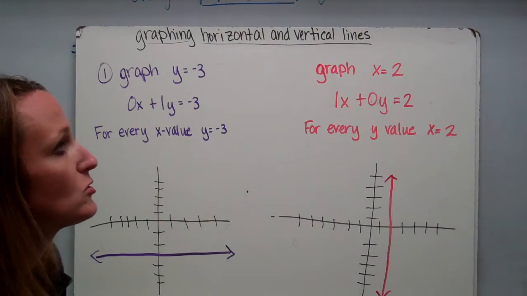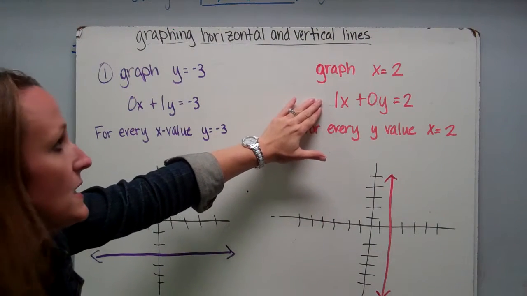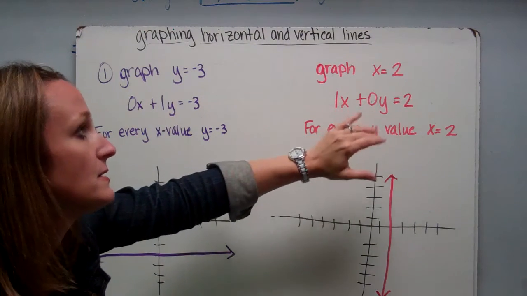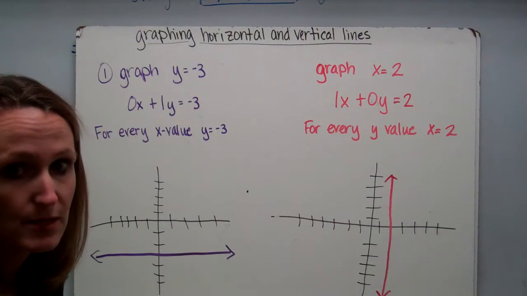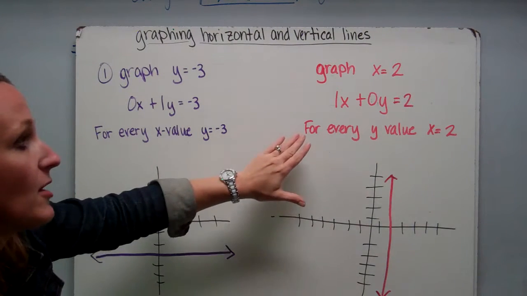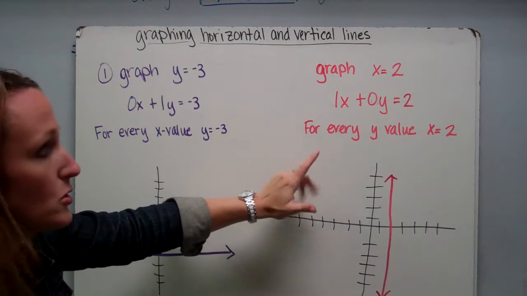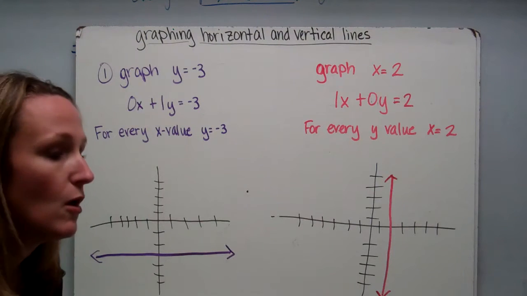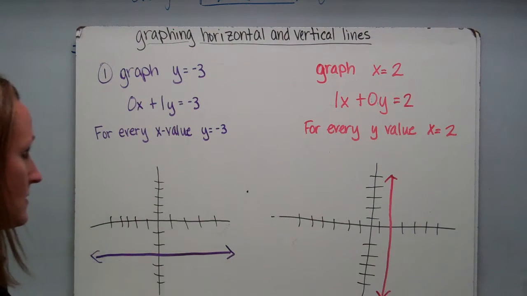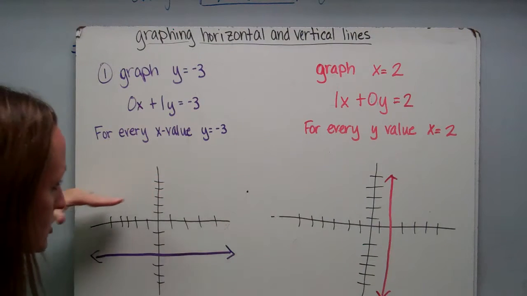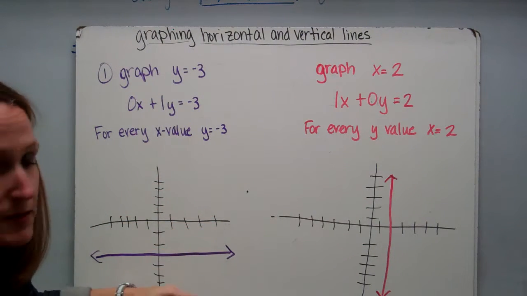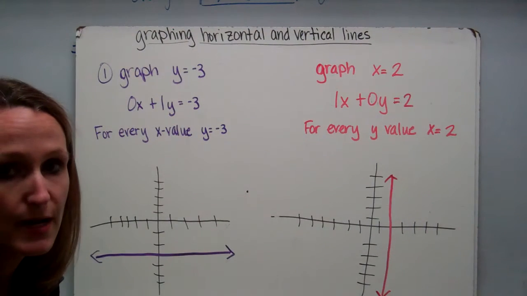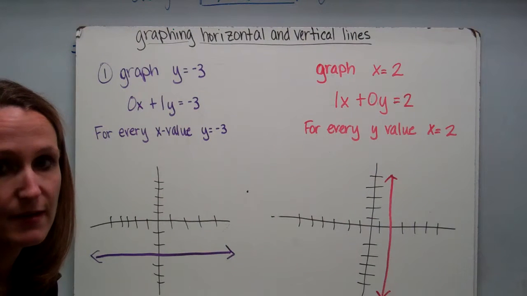Okay, the same works for a vertical line. Here's your equation, what you're really representing, 1x plus 0y equals 2. Obviously, you can throw away the 0y, and you don't really need to write the 1, as we all know. So what you're saying is that for every y value, x equals 2. So if x equals 2, you draw a straight line up and down going through the 2 on the x-axis. So when y equals something, it's going straight across horizontally through that value on the y-axis. If x is equal to something, it's going straight up and down vertically through that number on the x-axis.